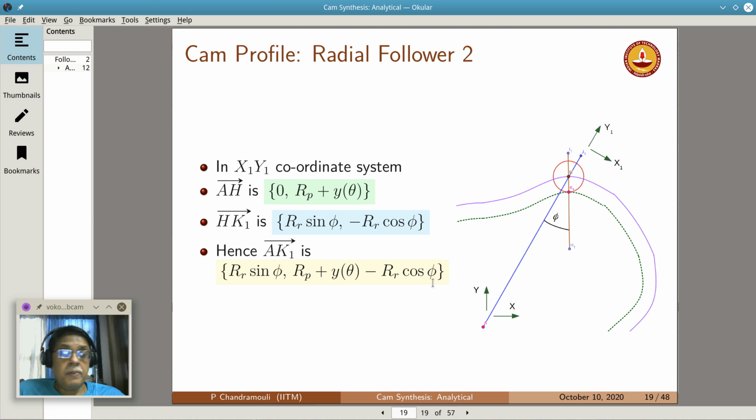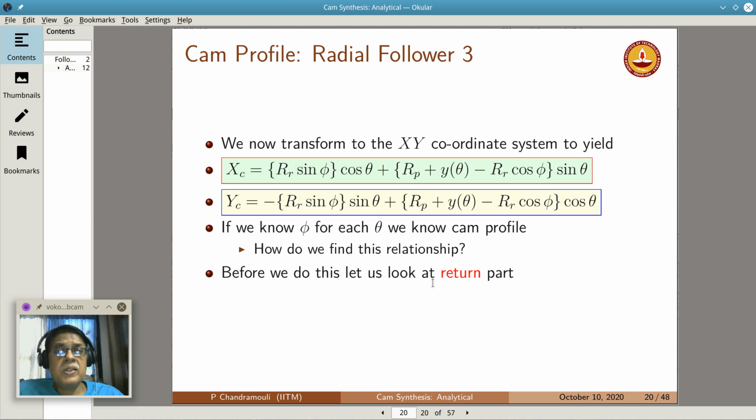So essentially we now have this in the local coordinate. My mistake, we still have this in the local x1, y1 coordinate system. Now we can transform this and we get the coordinates in the xy fixed coordinate system. So if you do this, I have RR sine phi multiplying cos theta. Remember, the first row is cos theta, sine theta. So I have RR sine phi cos theta plus RP plus Y minus RR cosine phi sine theta. The next term is minus RR sine phi sine theta, and then I have RP plus Y of theta, which is the local Y1 coordinate, multiplied by cos theta.